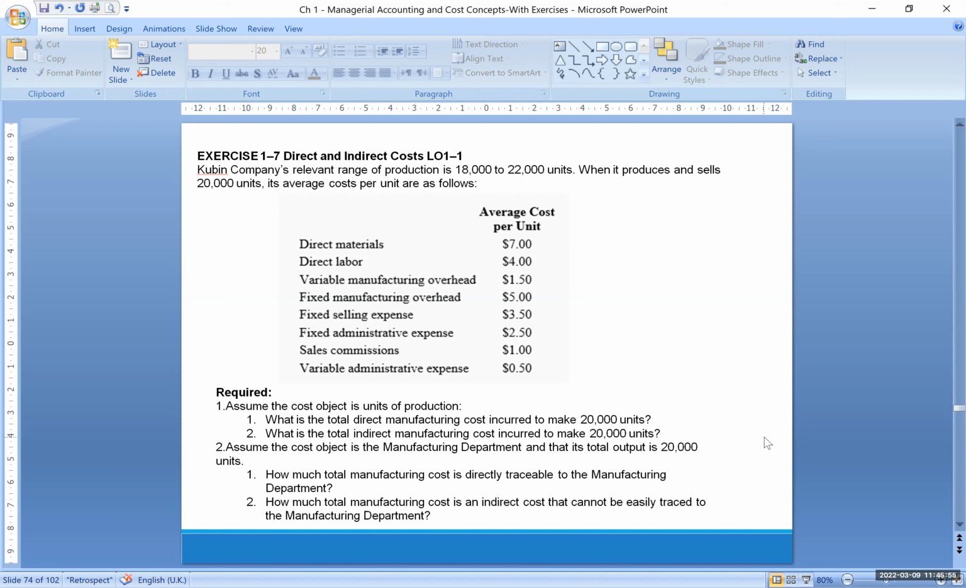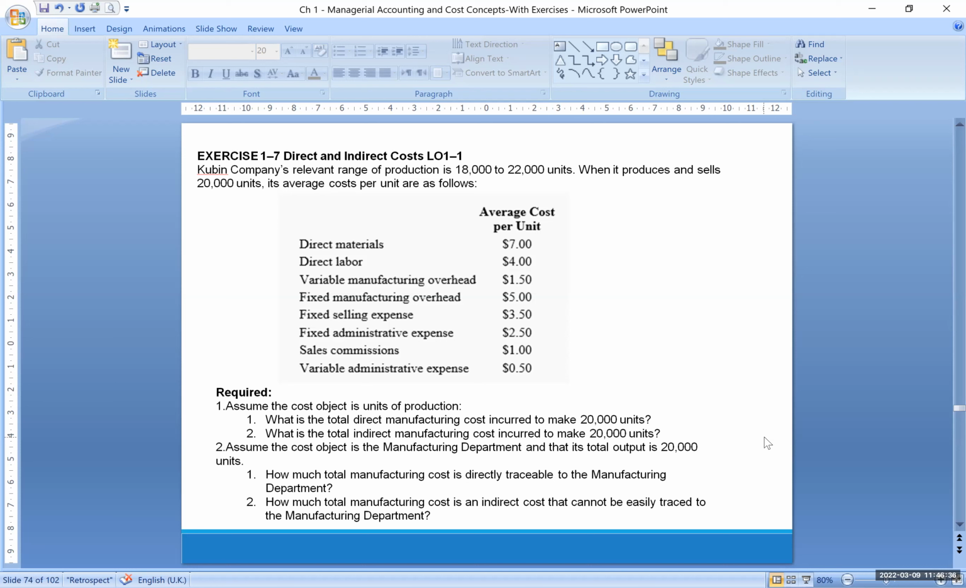We'll start with the variable parts. Variable means sales commission for $1. Variable administrative expenses for $0.5. And this comprises 1.5 times 18,000 units. This equals 1.5 times 18. This equals $27,000 as a variable period cost.